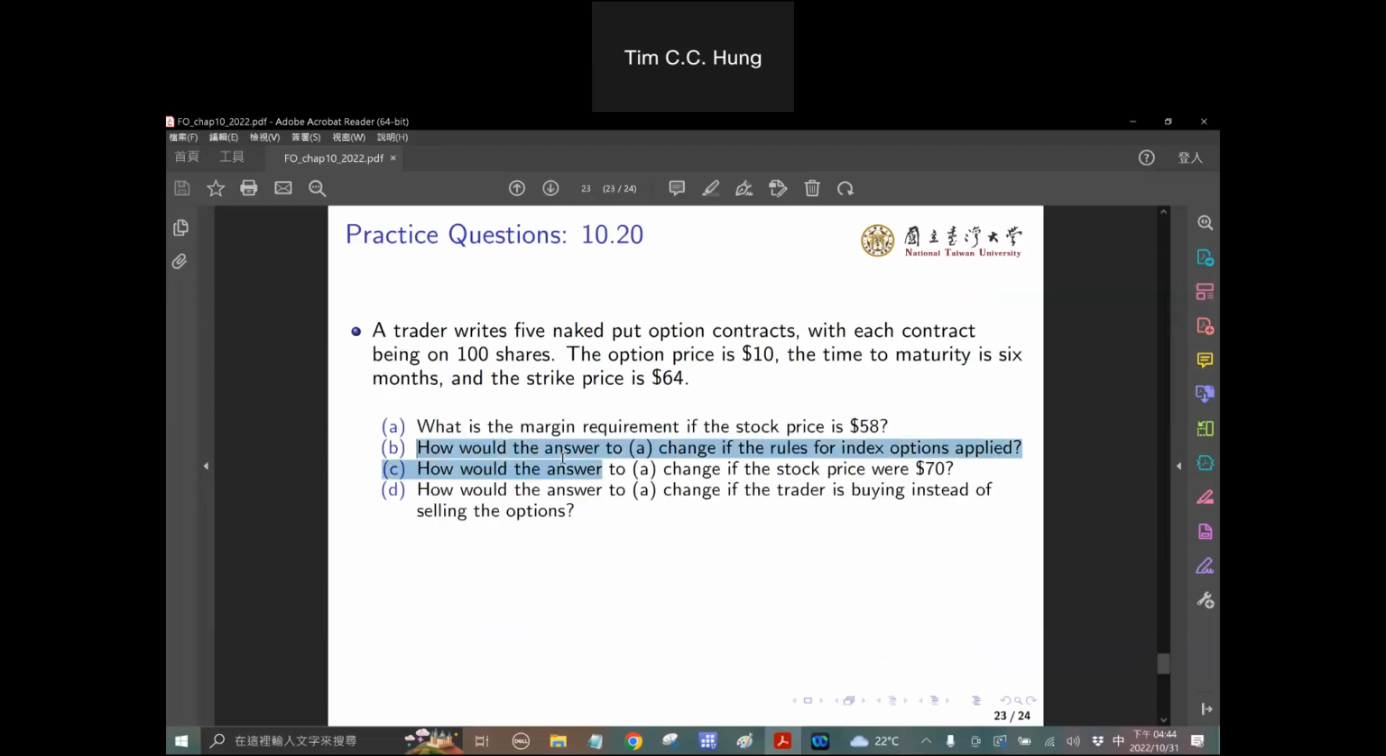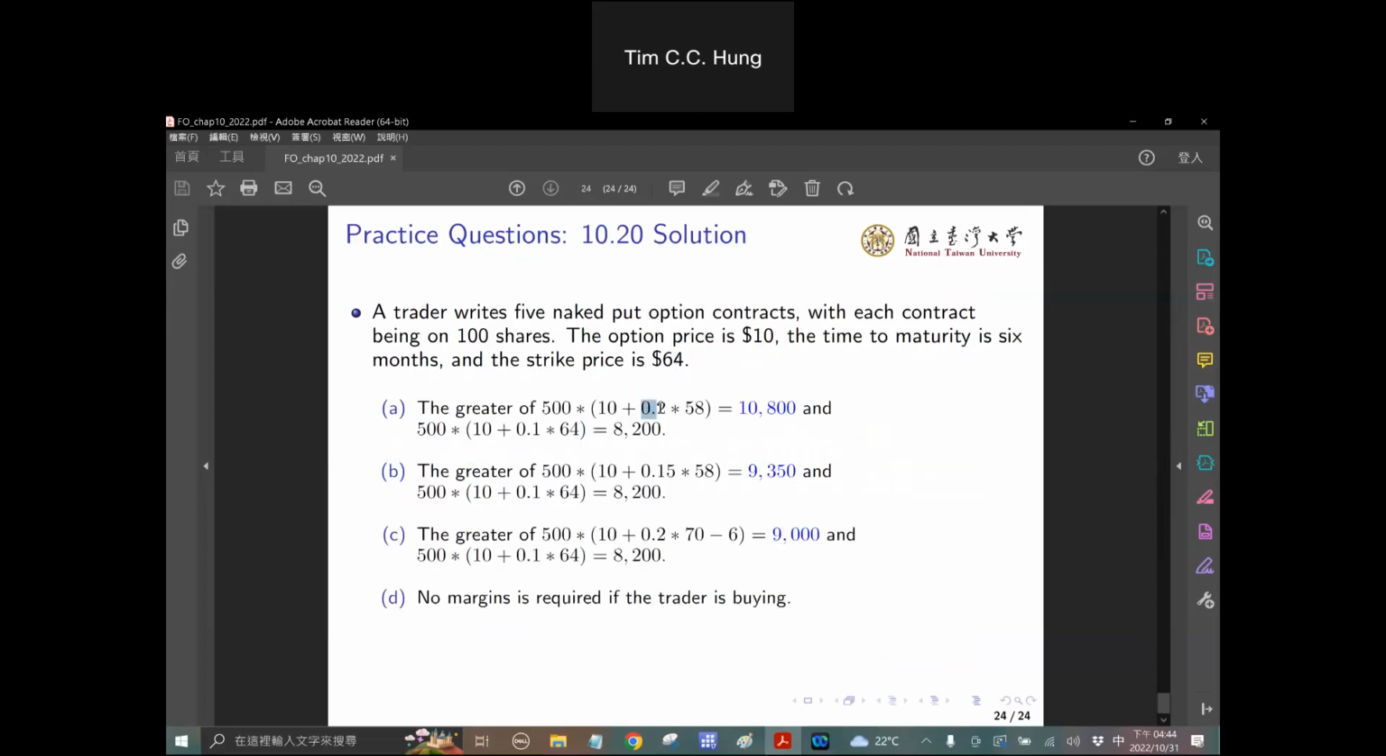In B, how would the answer to A change if the rules for index options apply? Say now we are not talking about a put option for an individual stock. We're talking about a put option, say for the S&P 500 index. Then we just replace this 20% with 15%. It will give us $9,350. That will still be the larger one.